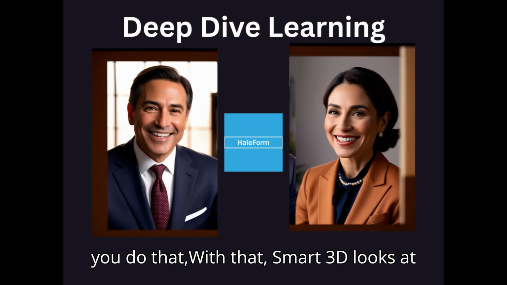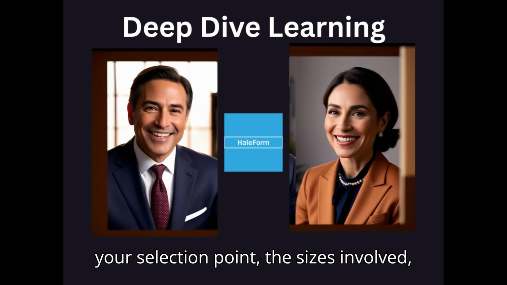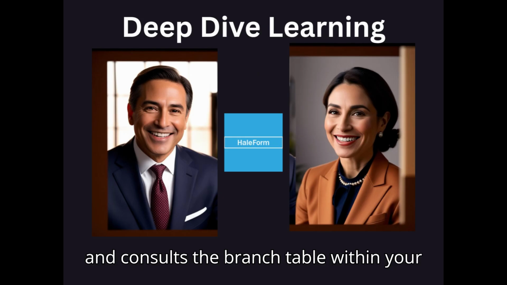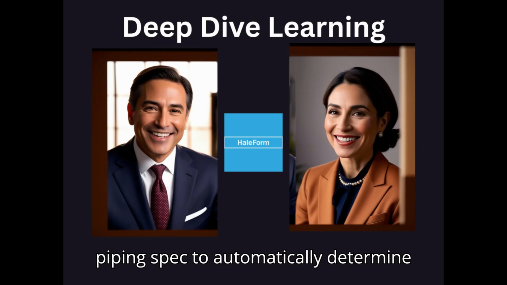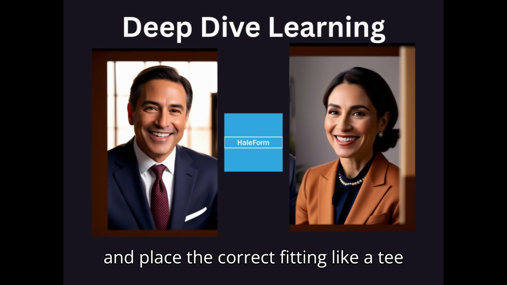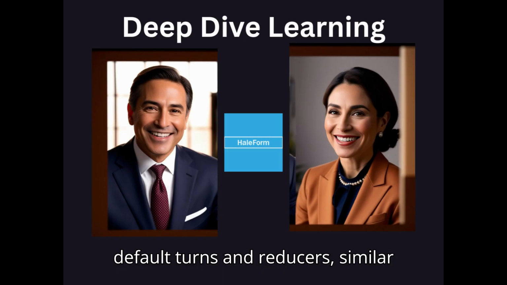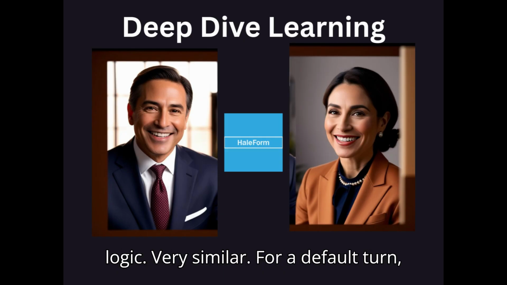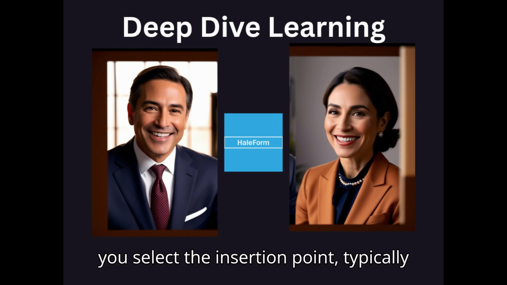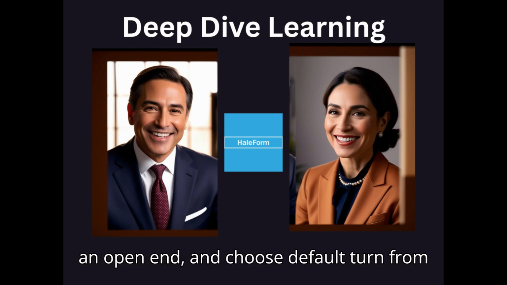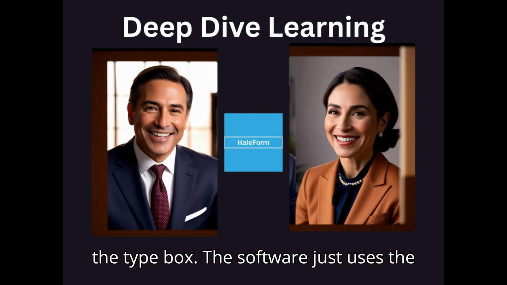Exactly. Once you do that, Smart 3D looks at your selection point, the sizes involved, and consults the branch table within your piping spec to automatically determine and place the correct fitting, like a T or maybe a weldolet. Clever. And default turns and reducers. Similar logic. Very similar. For a default turn, you select the insertion point, typically an open end, and choose Default Turn from the type box.